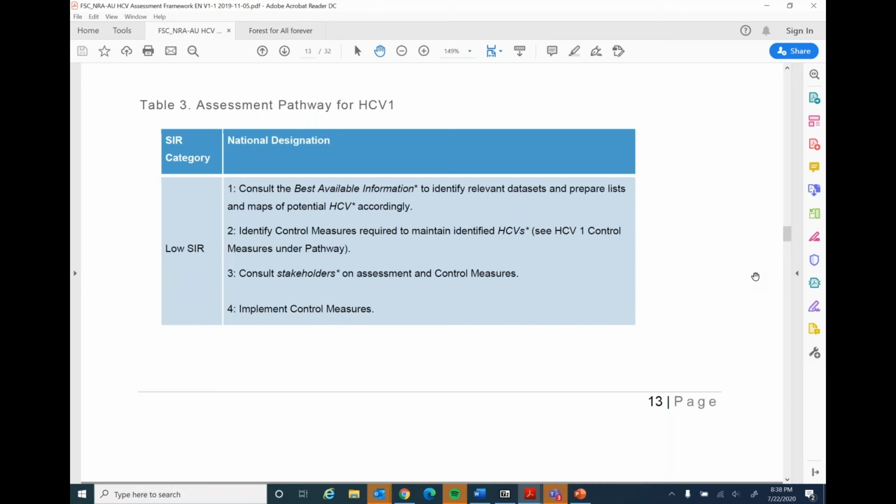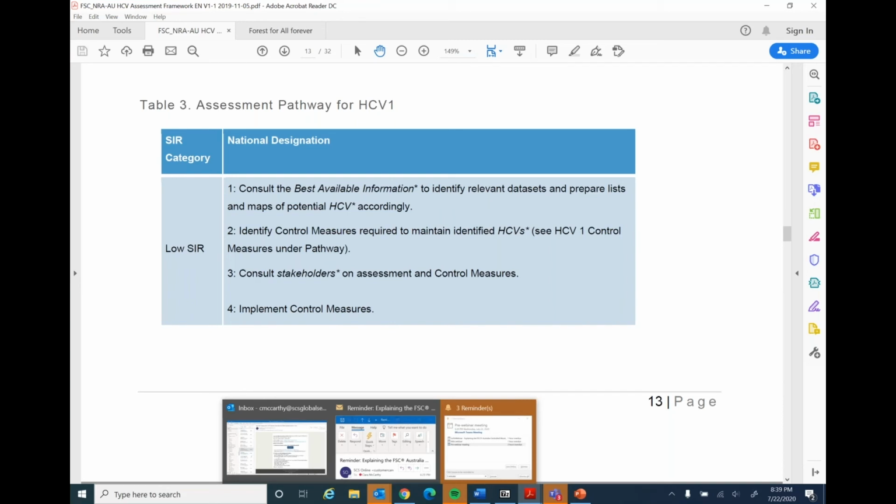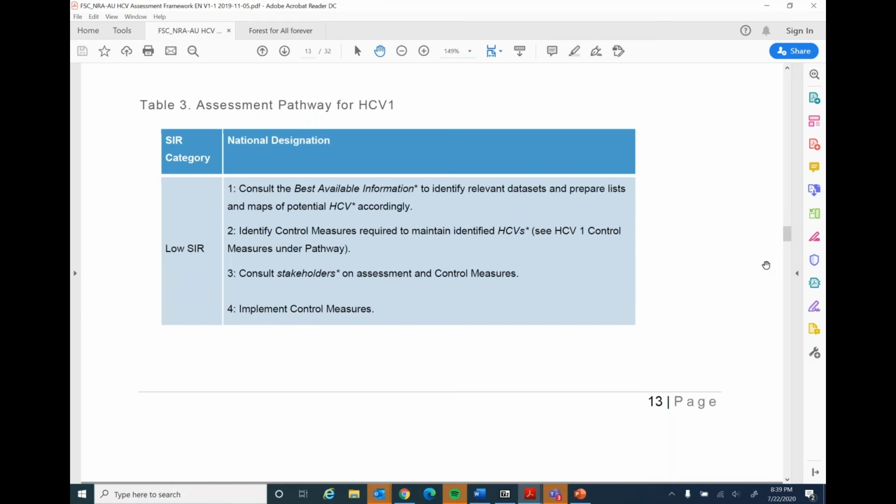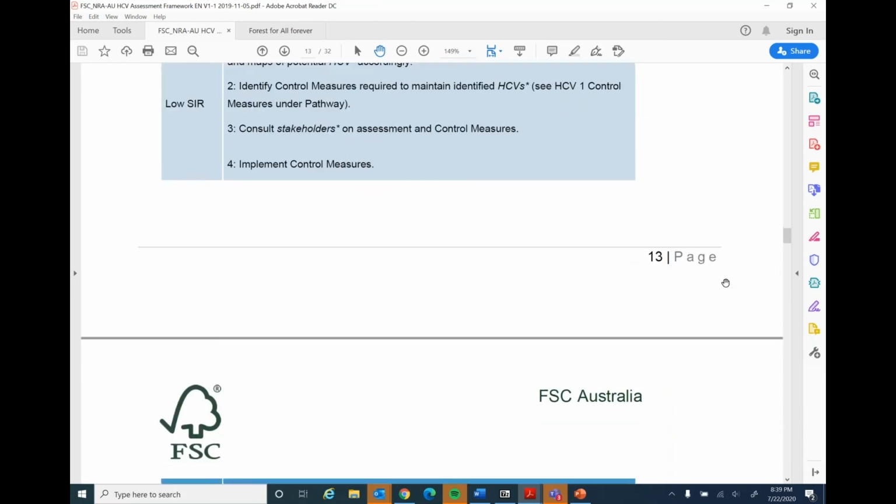For your low scale intensity risk, it's identifying what control measures you need to maintain those identified high conservation values. Undertaking stakeholder consultation, and again, it's obviously to be assessed by the auditors, but in terms of process, the reality is it's as relevant to the area that you're managing and the values that you identify, and then that process of implementing your control measures. In addition to that, for the standard risk, just on the next page, please.